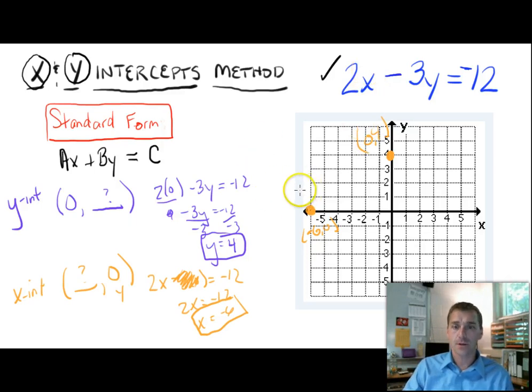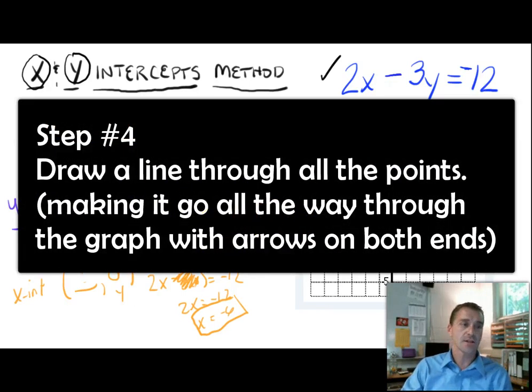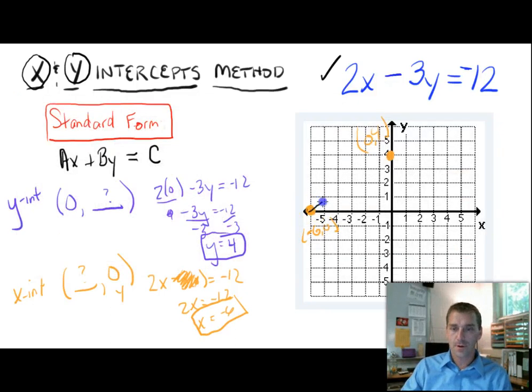Well, now look at that. I have 2 dots. That looks like my line is going to go right through, and it does. That's step 4. Connect the dots. So when I graph this, it'll go right through here like this. Extend it the whole way like that, and draw your arrows.